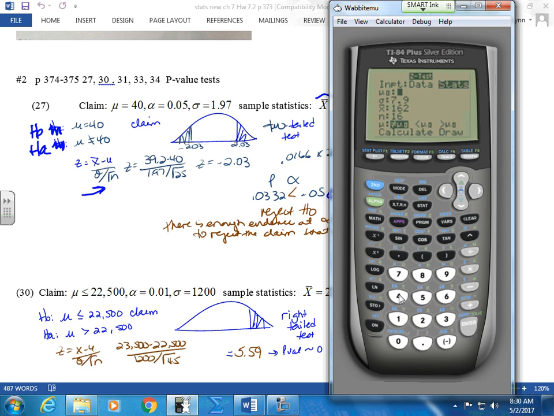Your mean was 40. Your standard deviation. You got that too? Your X bar was 39.2. And your N was 25. And you're not equal. Yeah, your p-value is different in your calc. Yeah, it's 0.0423. You're still rejecting though. Yeah. Usually it's not that different.